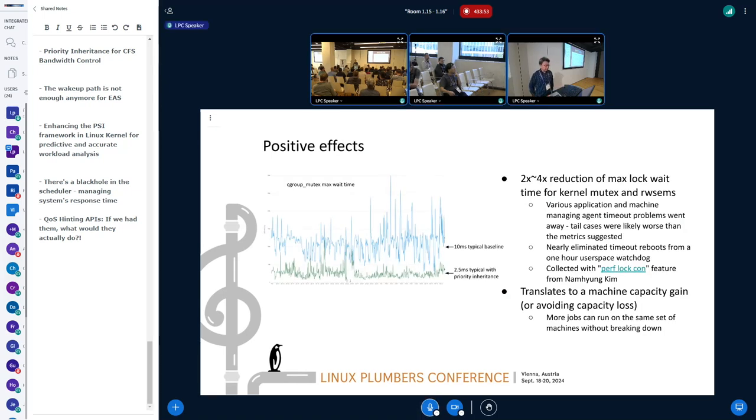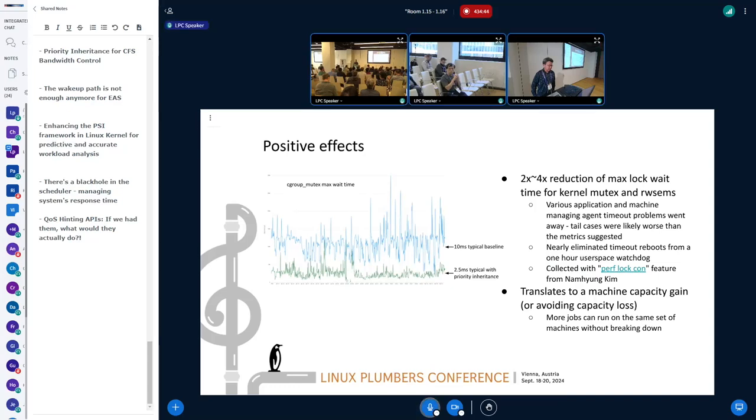Here are some results we got from rolling out this solution, don't throttle in kernel mode, to our fleet. We saw a 2x to 4x reduction of cgroup mutex max wait time. The benefit might actually be larger for applications than the metric suggests. We do notice multiple timeout problems disappeared. I suspect it might be a bigger difference in the tail case. Stuckness can lead to downward spirals, and a small fraction of machines can be badly stuck for a while. The metrics were collected by the lock contention feature added by Namhyung Kim. There's a link, if you want to use it, you can follow that link.